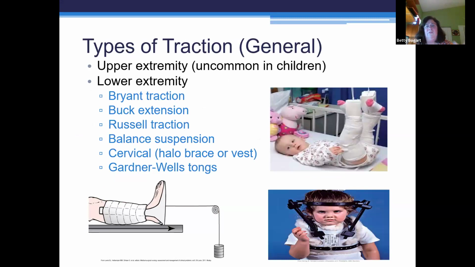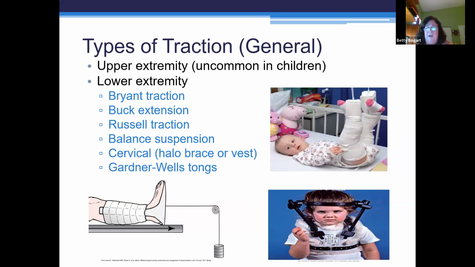Now, there's all sorts of traction that can be used also. This is Bryant's traction, the top right one. Hips are elevated a little bit, at a 90-degree angle. And this is for dysplasia of the hip, DDH. We're going to go some more into that with the Pavlik harness. But this is one that we can use for a child up to 30 pounds.